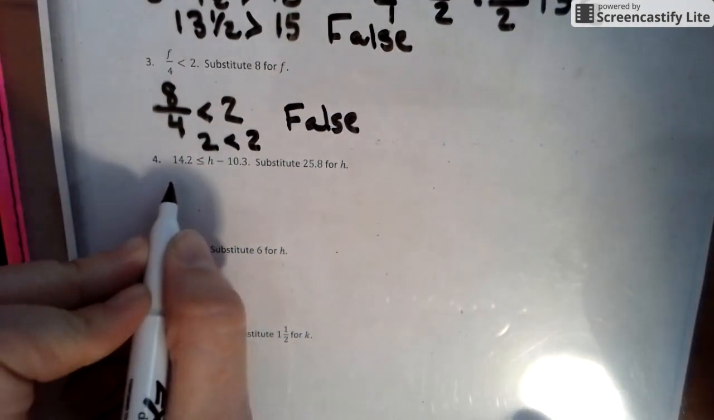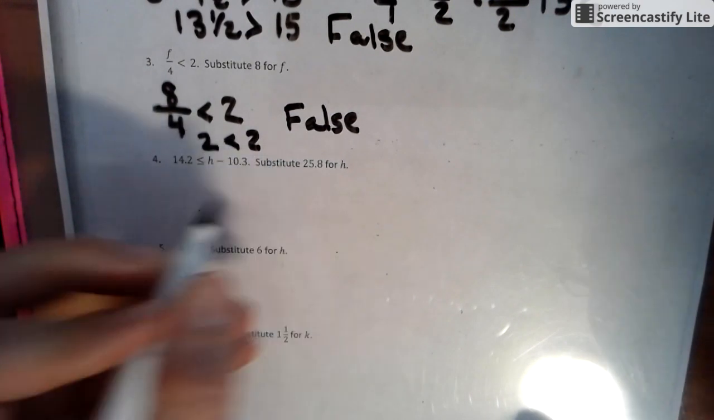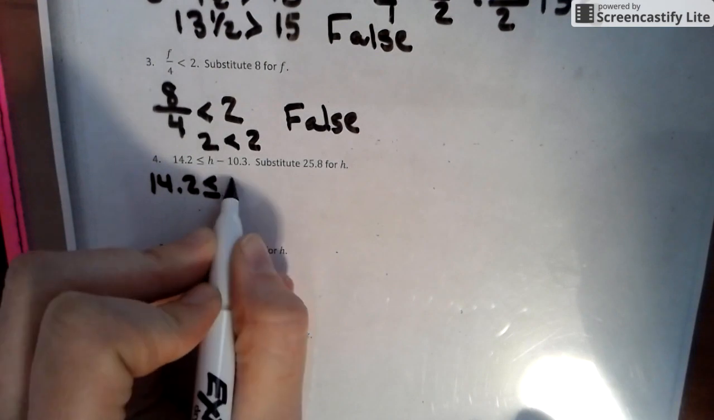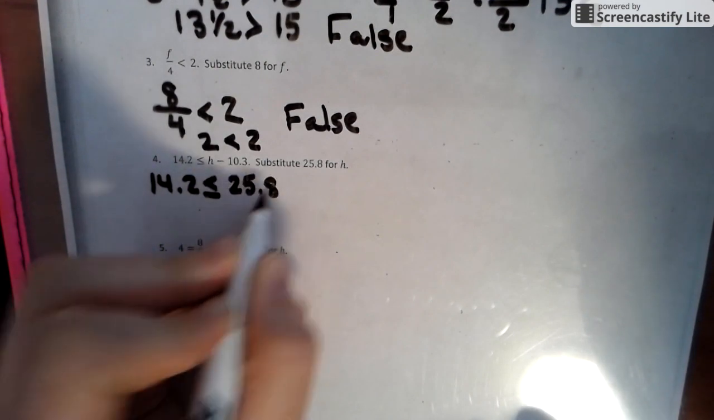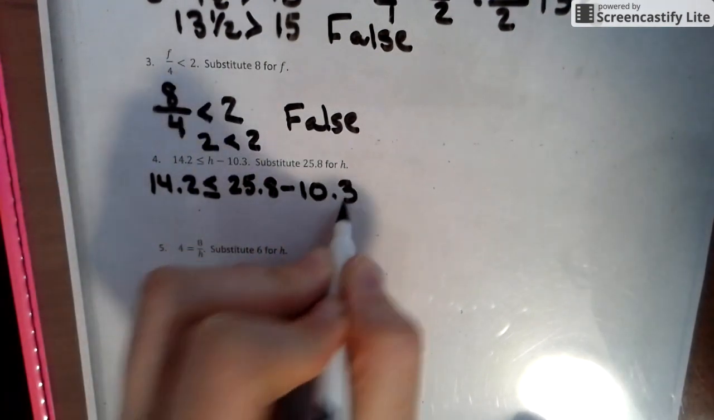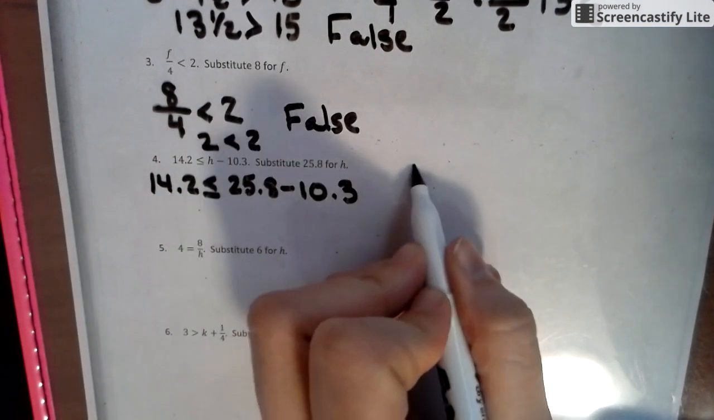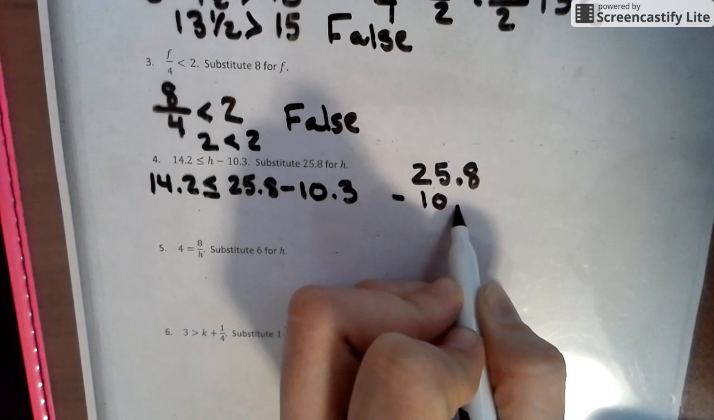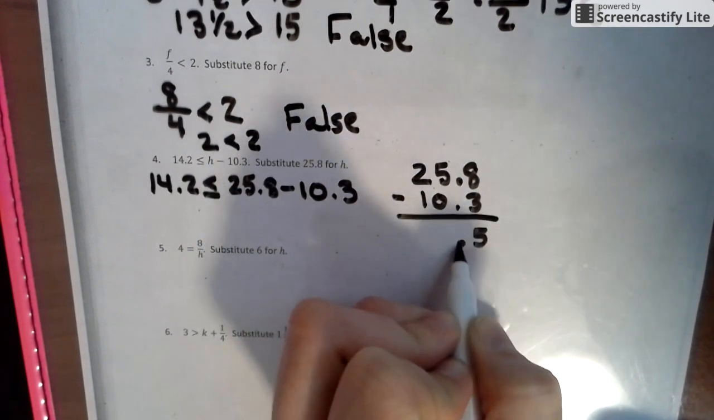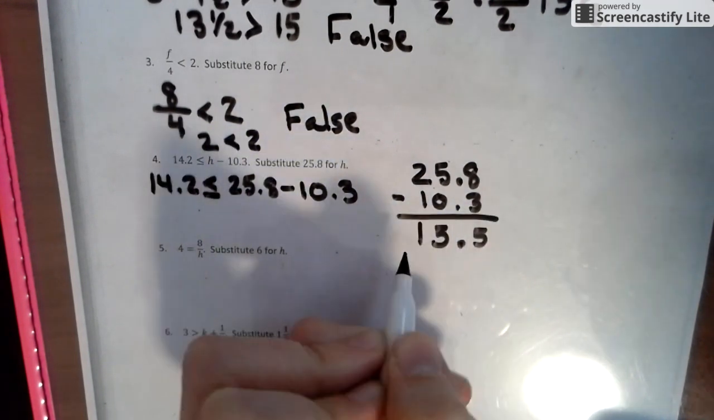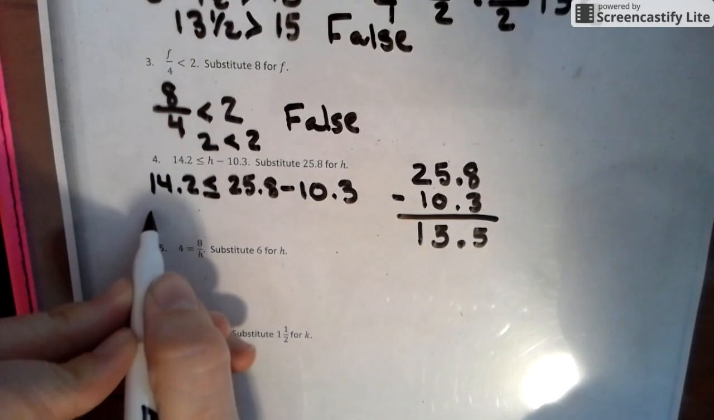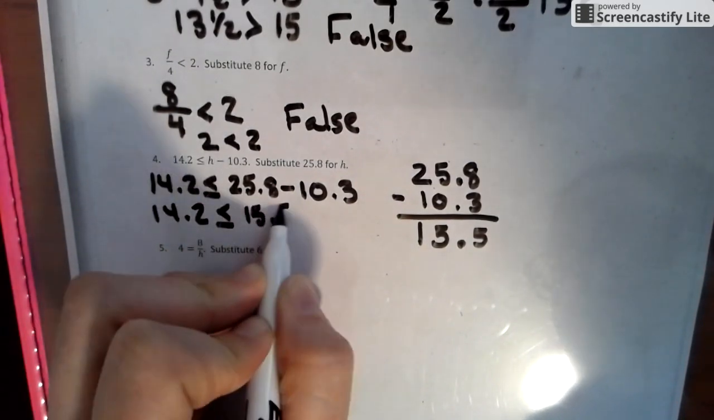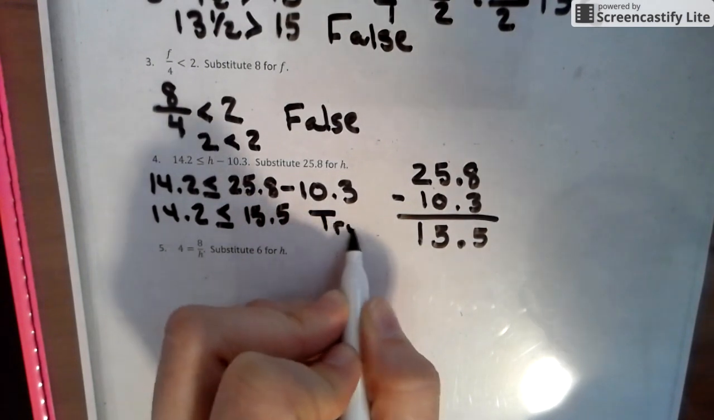So here we have to take the h and substitute in 25 and 8/10. So we have 14 and 2/10 less than or equal to 25 and 8/10 minus 10 and 3/10. To make sure we're correct, we bring it over to the side. And remember, when we're subtracting decimals, we have to line up the decimal point. When all is said and done, we get 14 and 2/10. Is that less than or equal to 15 and 5/10? That is a yes, so that is a true statement.